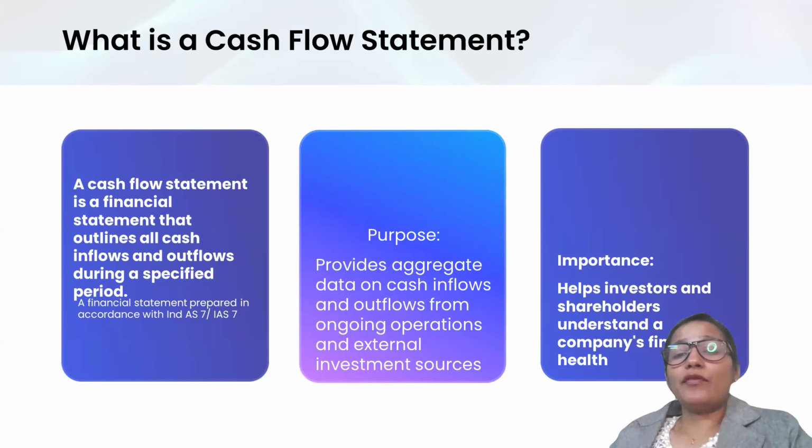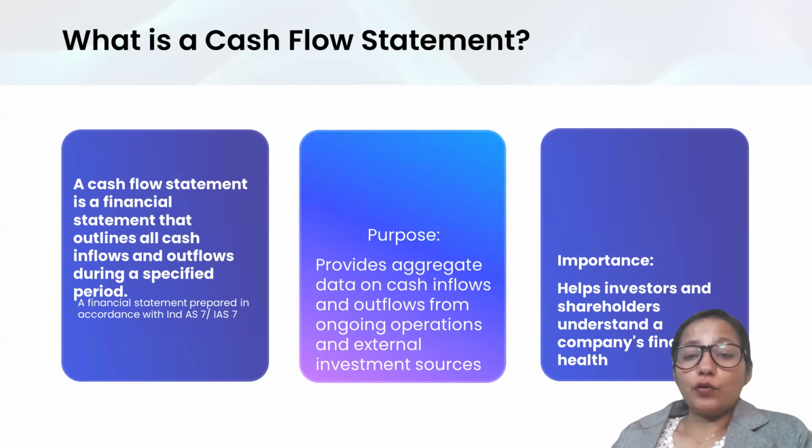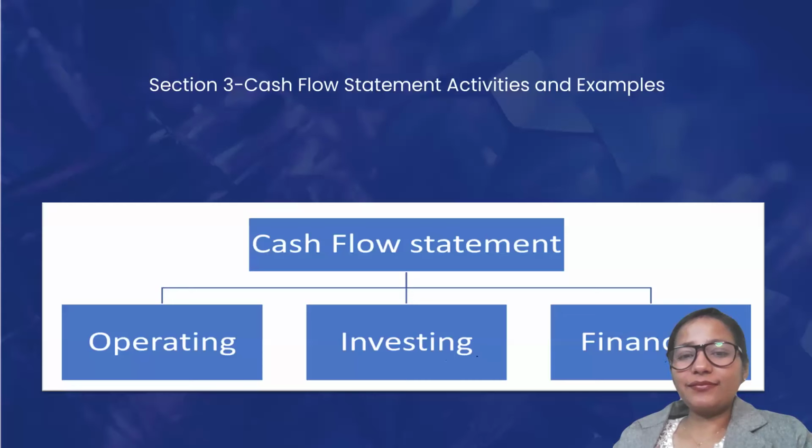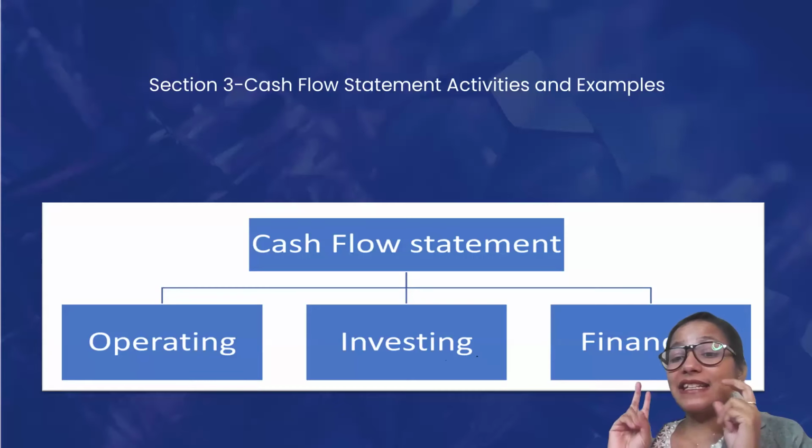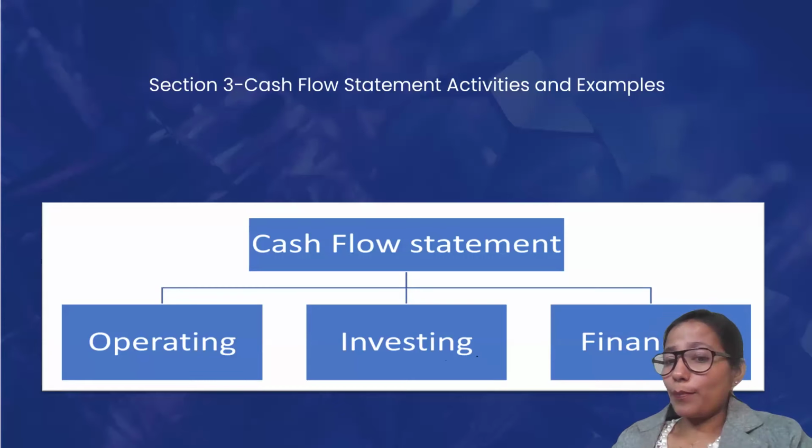The purpose is to provide aggregate data of cash inflow and outflow from ongoing operations and external investment sources. Its importance is to help investors and shareholders understand the company's financial health. Okay. Now, the cash flow statement has been divided into three categories: operating, investing, and financing. Okay, we'll go one by one.